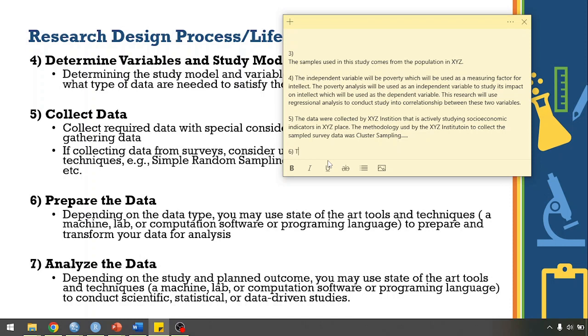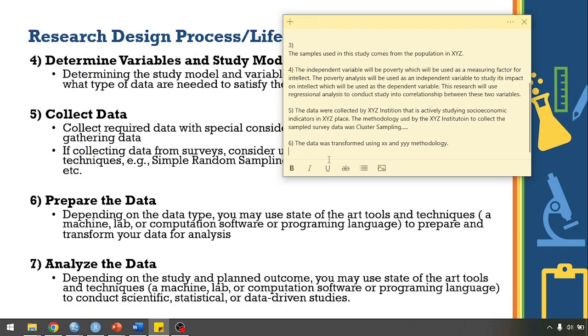So here you will say that the data was transformed using such and such methodology, and you can also elaborate on what you have actually done. If you took the logarithm of your data, if you changed the measures, if you had to remove an outlier that was skewing your data, if you had to trim the data from anywhere, or if you had to change the data type, all of that information needs to be embedded here.